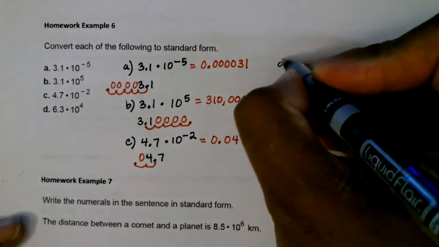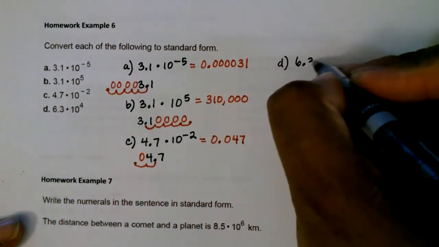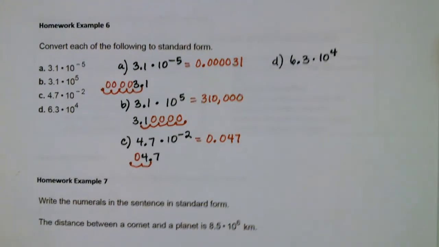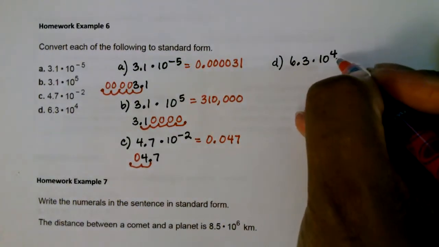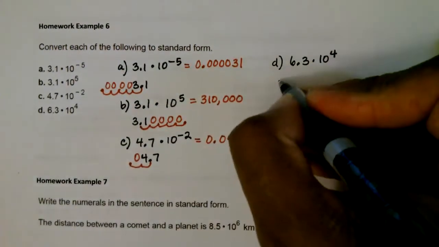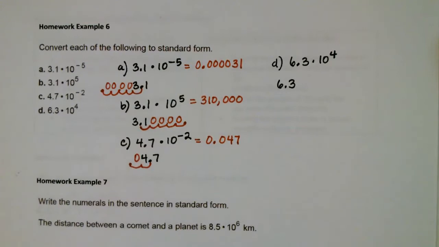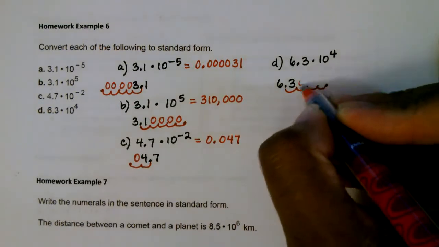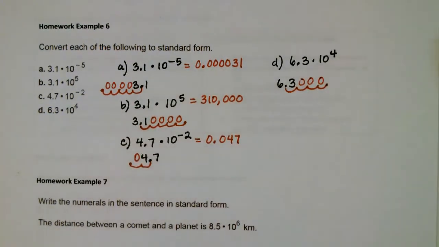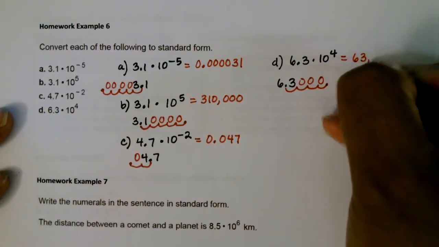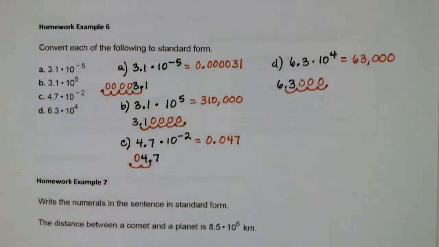And part D, 6.3 times 10 to the 4th. Okay, in this case here, my exponent for the 10 is 4. So in 6.3, I need to move that decimal point 4 places to the right because it's the positive 4. I need 3 zeros behind that 3. So 6.3 times 10 to the 4th would be 63,000.